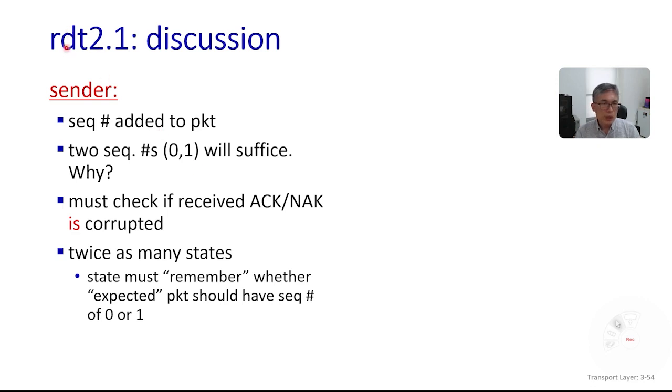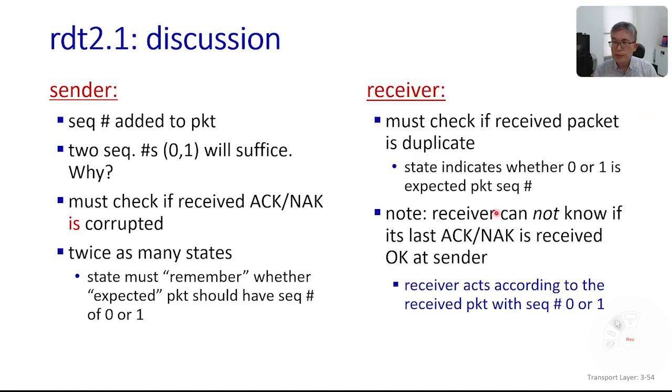So in the RDT 2.1 case, sequence numbers 0 and 1 are used. The sender must check if the received acknowledgement or negative acknowledgement is corrupted, so there are twice as many states. Since 0 and 1 are used, the receiver must check if the received packet is a duplicate. The state indicates whether 0 or 1 is the expected packet sequence number. Note the receiver cannot know whether its last acknowledgement or negative ACK was received okay at the sender. So the receiver acts according to the received packet's sequence number, 0 or 1.